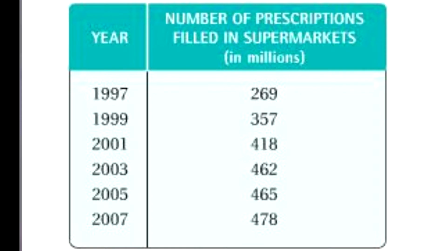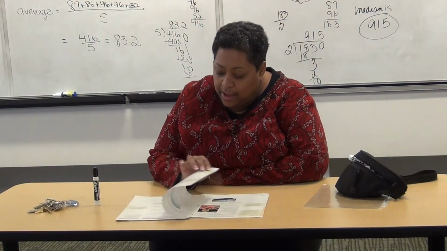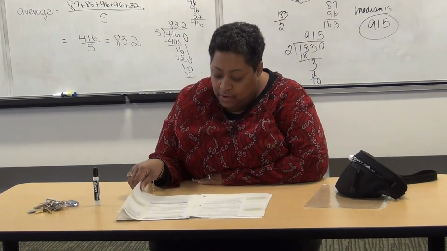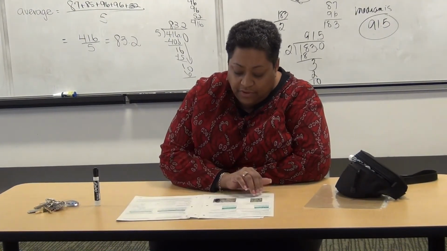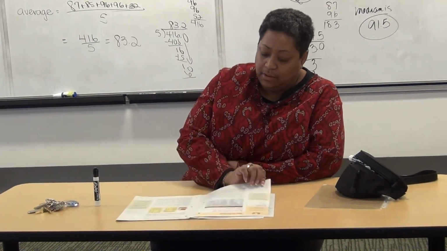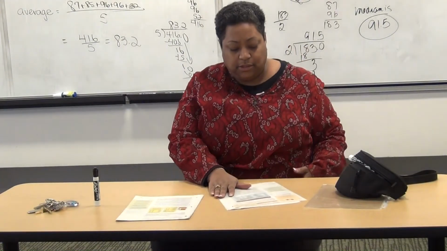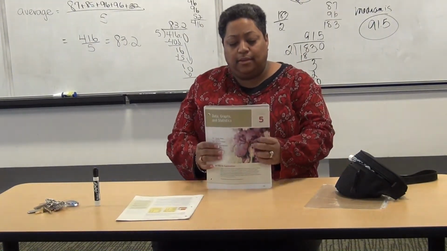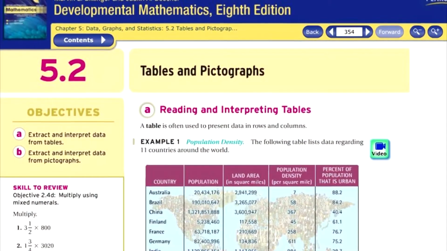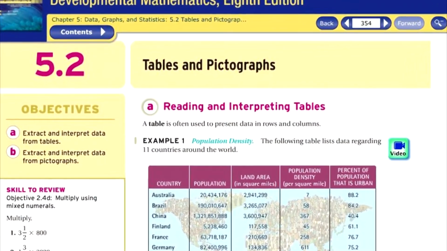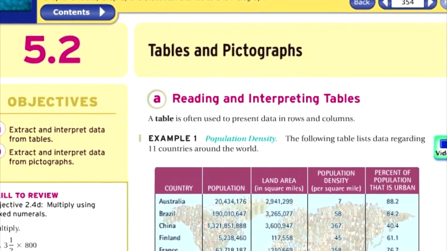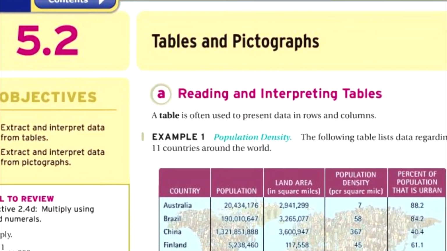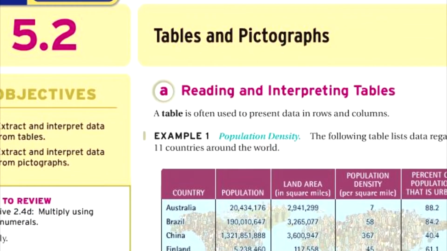Now, let's turn to our book. Hopefully you have your book out while you're watching the video. I should have told you that. Let's look at the book. So now let's turn our books to page 354 while we talk about this next section, which is on reading and interpreting tables.